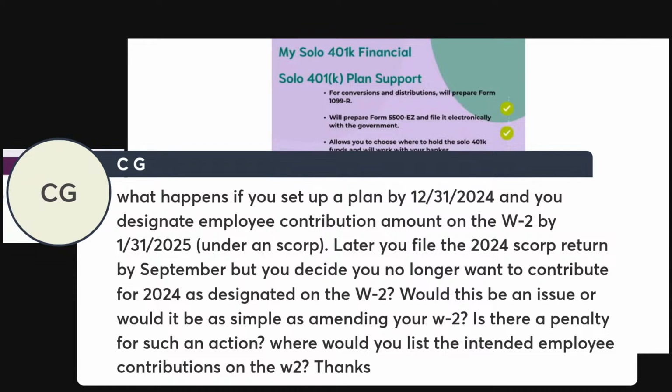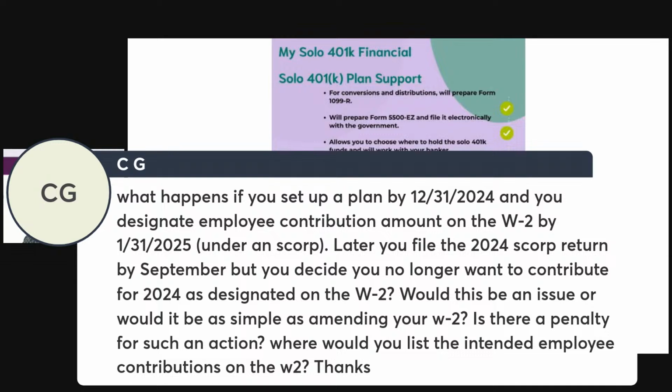Here's a question here. What happens if you set up a plan by December 31st and you designate employee contributions amount in the W-2 by 1/31/2025? Later, you file the 2024 S Corp return by September, but you decide you no longer want to contribute for 2024 as designated in W-2. Would this be an issue, or would it be simpler as amending a W-2? Is there a penalty for such an action? Where would you list the intended employee contributions in W-2?